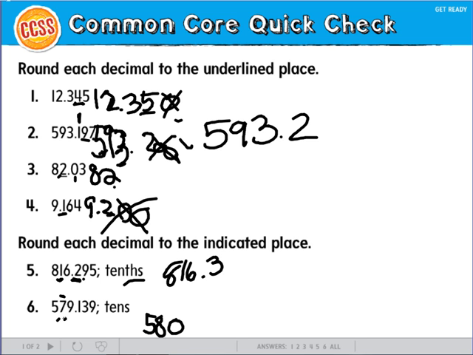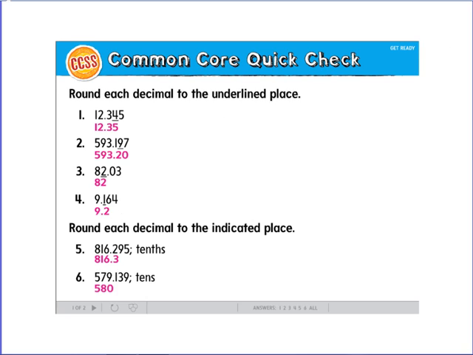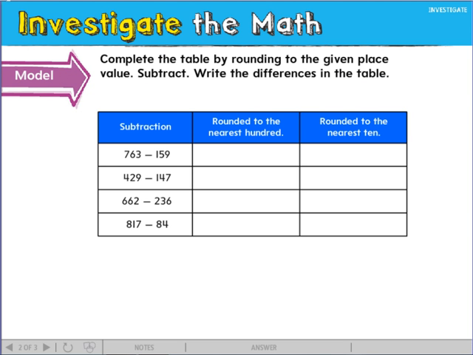All right, so there's our answers. Remember, today we're going to estimate, which means we're going to what? We are going to round and then solve. Okay, we're going to complete the table by rounding to the given place value, and then we're going to subtract. We're going to write the differences in the table. So each one of these we're going to round to the nearest 100 here, and then we're going to round to the nearest 10 over here. So we're going to estimate our differences 2 different ways for each of these 4 problems. On your whiteboards, get started.